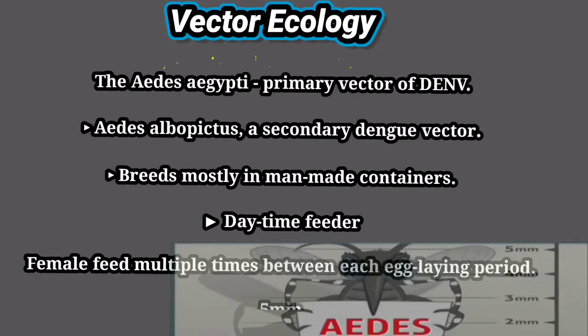If we talk about their feeding habits, Aedes mosquitoes are daytime feeders, with peaks early in the morning or late in the evening. And the interesting thing is that only the female mosquito sucks human blood because it needs the proteins to feed its larvae. And the female feeds multiple times between each egg laying period.